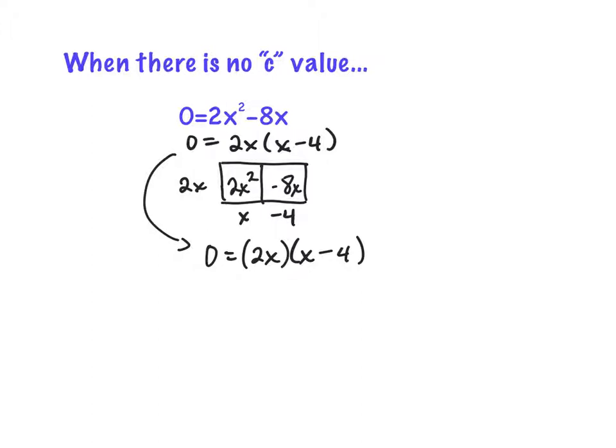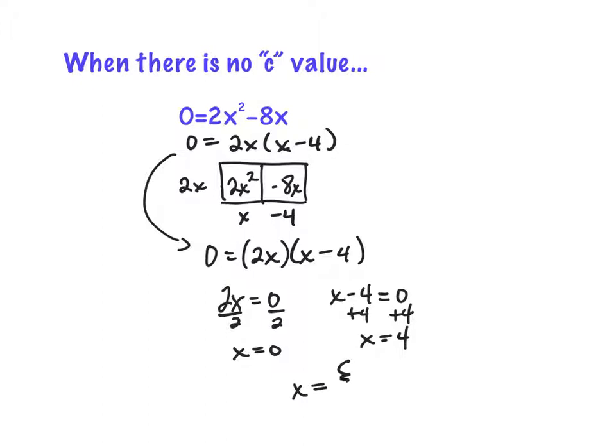So I have 2x, or just x for that matter, but 2x equals 0. Divide both sides by 2. And I have x equals 0. That's probably showing more steps than is necessary, but just the process is important. And then x minus 4 equals 0 as well. Add 4 to both sides. So x equals 4. So my solutions here are 0 and 4.